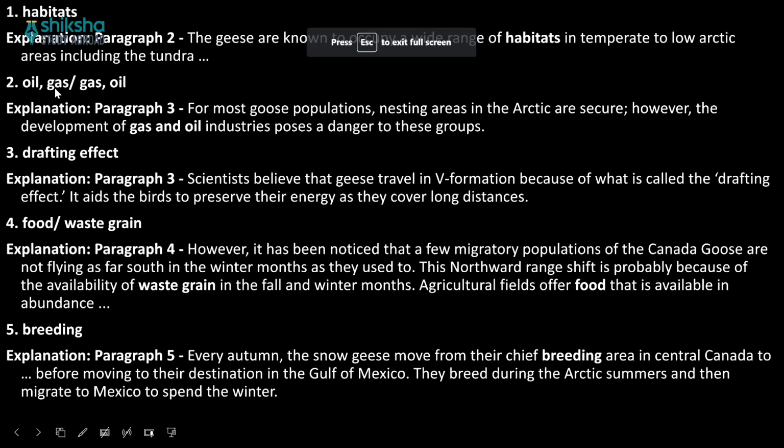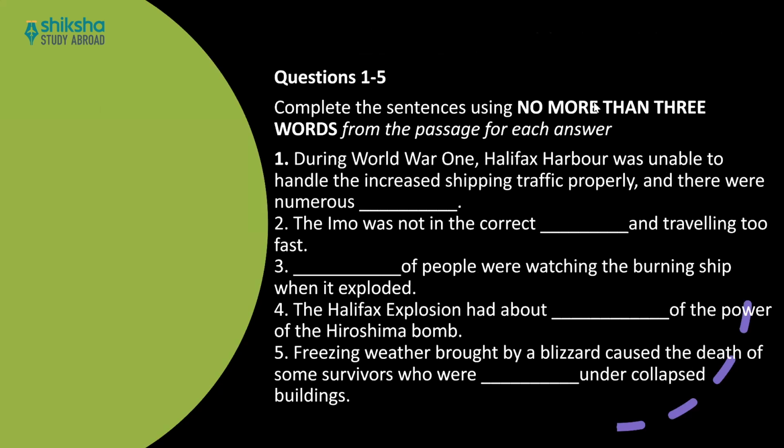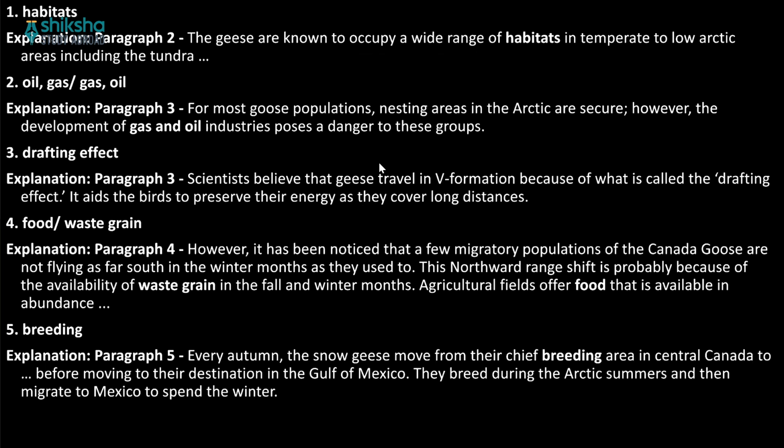Second answer is oil, gas, gas or oil. So you can write two words here, gas and oil. As we can see, the instructions which have been given are no more than 3 words, and these are 2 words. So either you can write in the format oil or gas, or you can write gas first and then oil. Let's see the explanation.